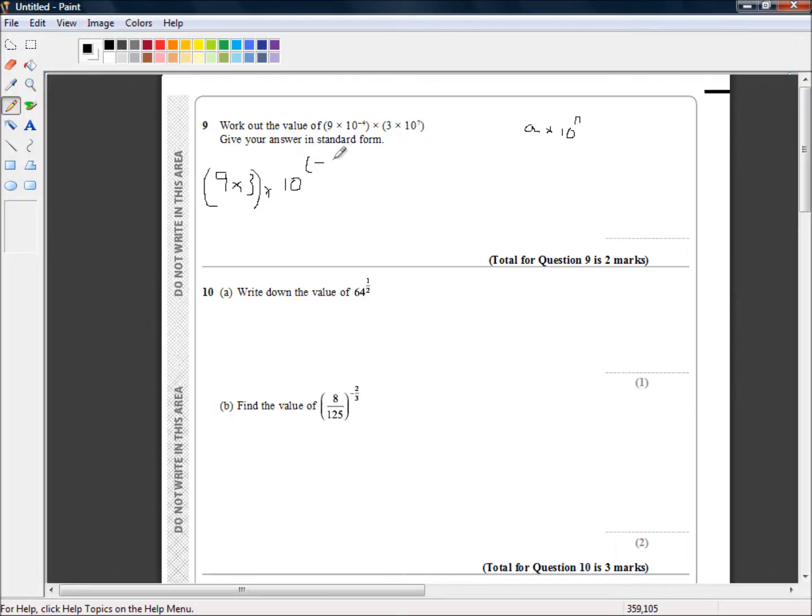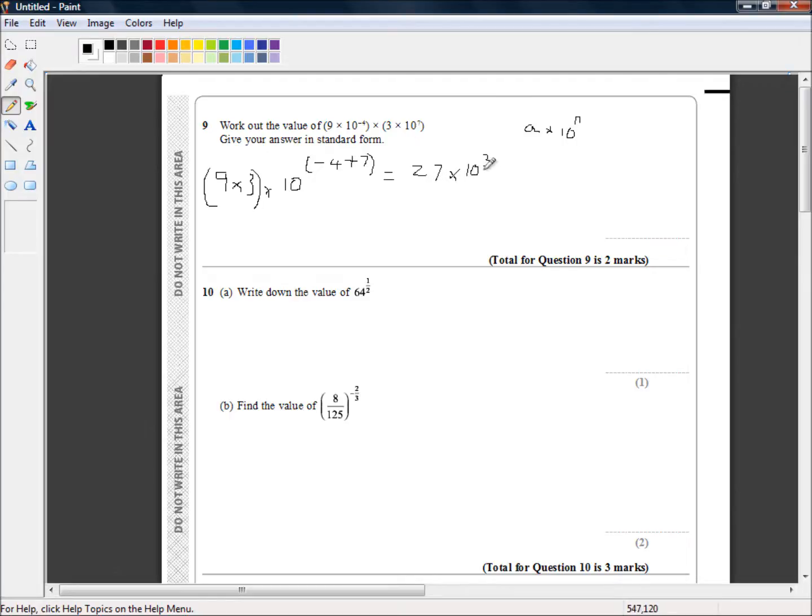So this is negative 4 plus 7, which is equal to 9 times 3 is 27 times 10 to the power. Well, negative 4 plus 7 is the same as 7 minus 4, which is 3. Okay, if you could imagine that if you've got a debt of, say, £4 in your bank and you pay £7 in, how much have you got left in your bank? And the answer is £3.